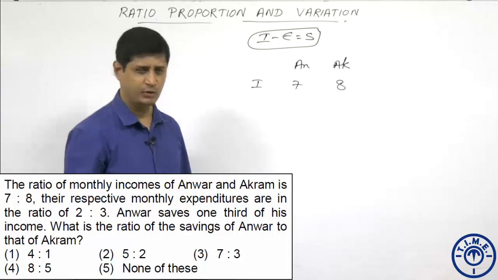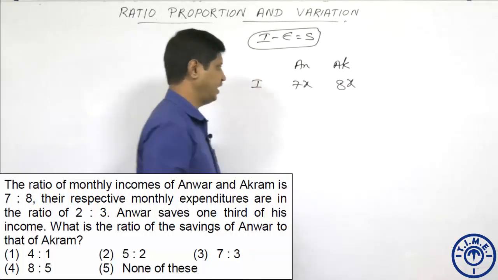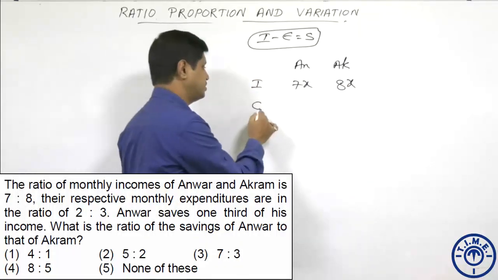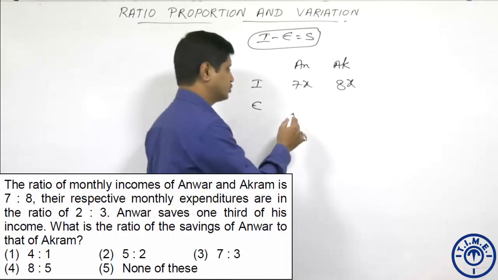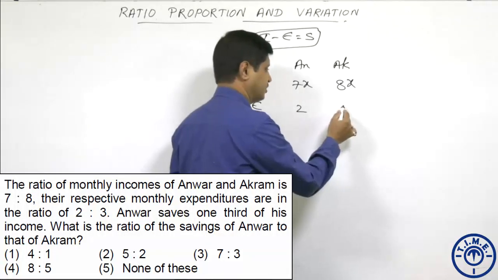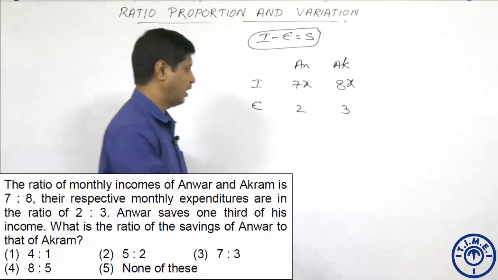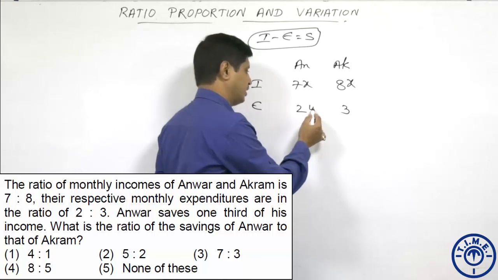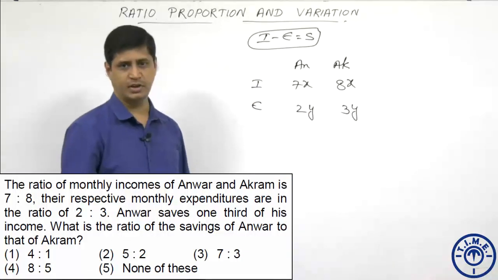Hence the original values are, using a variable x here, 7x and 8x. What about the expenditures? Expenditures are in the ratio 2:3. Again it is a ratio, meaning the simplest form. What about the original values? Using another variable y, they are 2y and 3y. These are the incomes and expenditures.